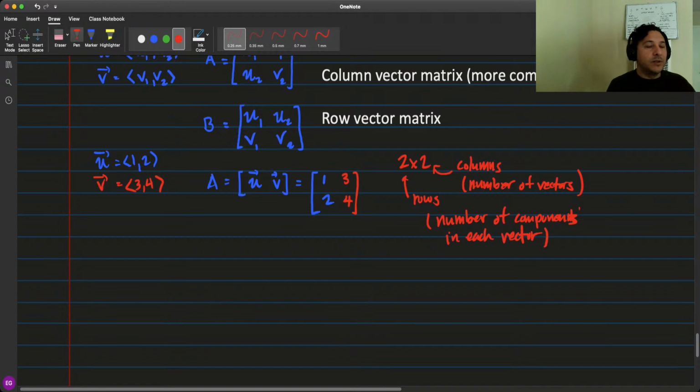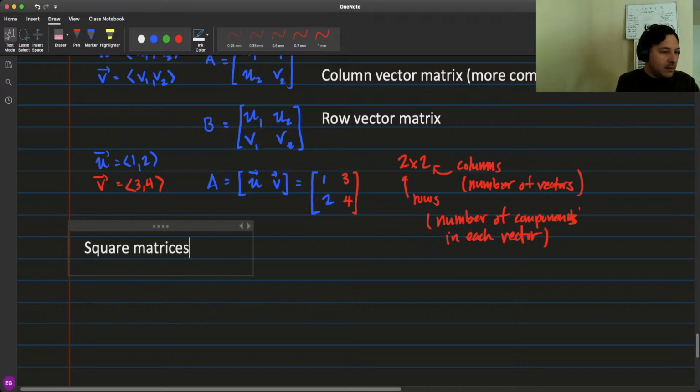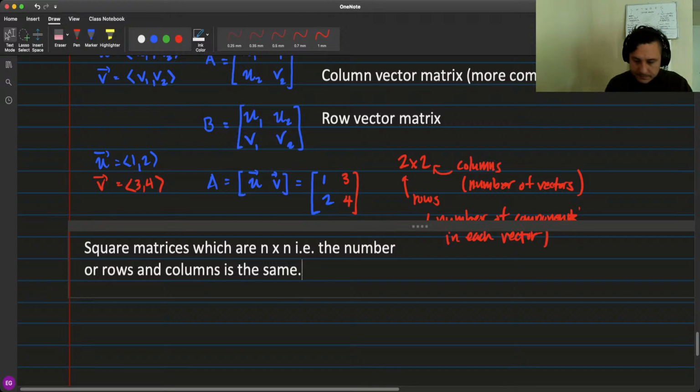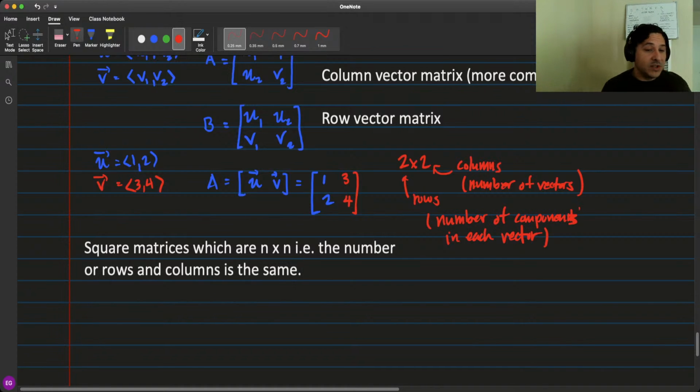You can have all sorts of different numbers, like 3 rows and 4 columns, or 1 row and 5 columns. For us, though, in this class, we're only interested in what are called square matrices, which are n by n, i.e. the number of rows and columns is the same. So a 2 by 2 is a square matrix, a 3 by 3 would be a square matrix. So how would you make a 3 by 3? Well, you'd have to have something like this.